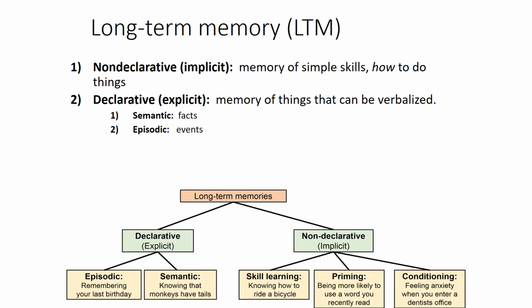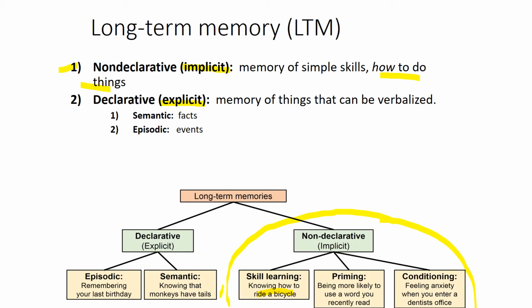There are two different types of long-term memory. The first one is non-declarative, and these are implicit memories, skills of how to do things. Here is our example of implicit memories: how to ride a bicycle, being more likely to use a word you recently read, and feeling anxiety when you are in a dentist's office would all be examples of non-declarative memories.